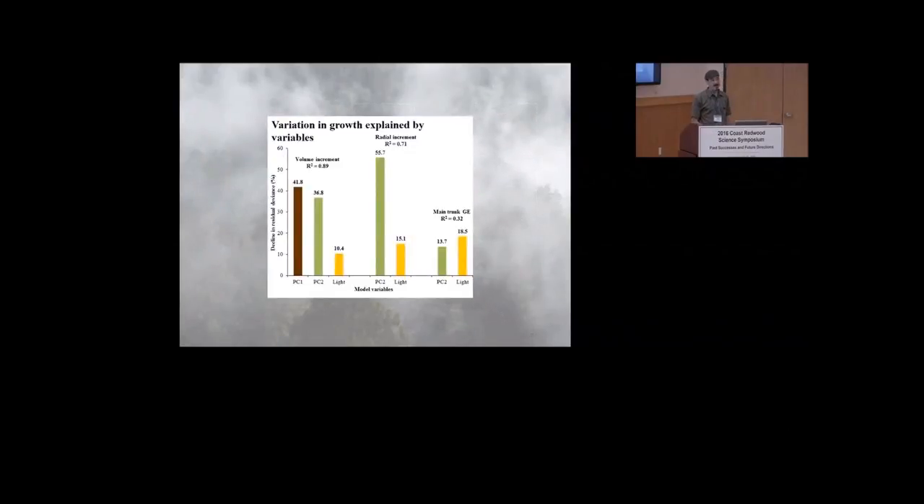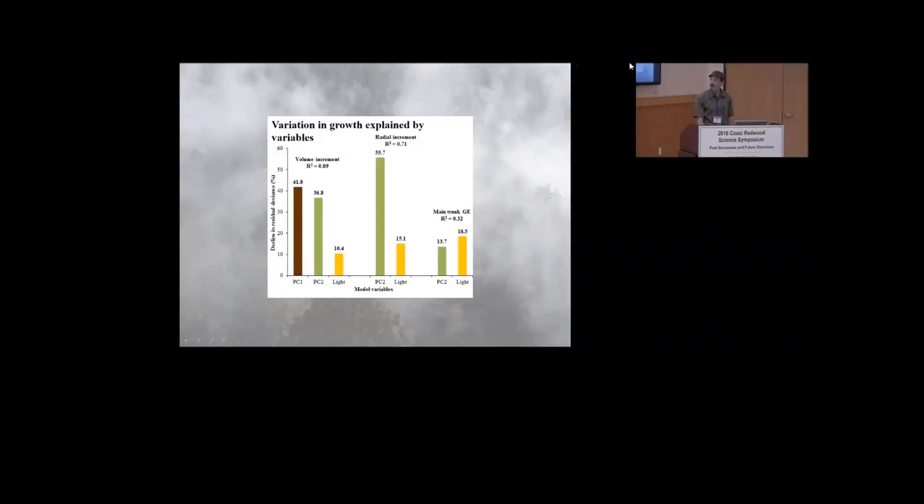So here's 3 bar graphs for each of the growth responses, and each bar represents the decline in residual deviance with each additional variable. And this answers our second objective: how much variation in trunk growth can be explained with light availability after accounting for size and above ground vigor. 10% of the variation in volume increment, 15% of the variation in radial increment, and 18% of the variation in main trunk growth efficiency can be explained by light availability after accounting for size and above ground vigor.